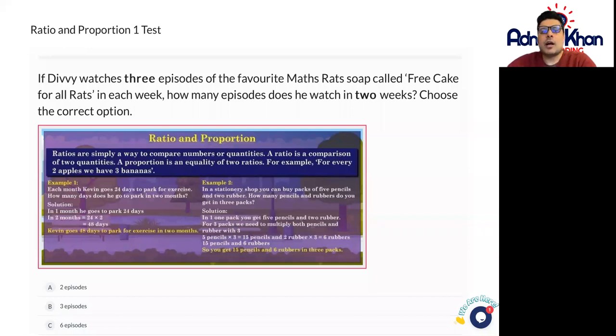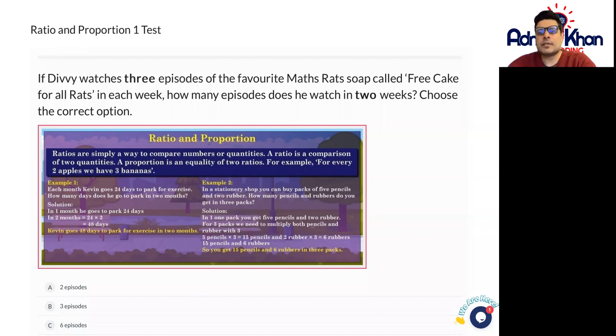Okay, so ratios are simply a way to compare numbers of quantities. A ratio is a comparison of two different numbers or two different quantities. A proportion is an equality of two ratios. So for example, for every 2 apples, we have 3 bananas. For every 2 grapes, we have 5 cherries, and so on and so on.